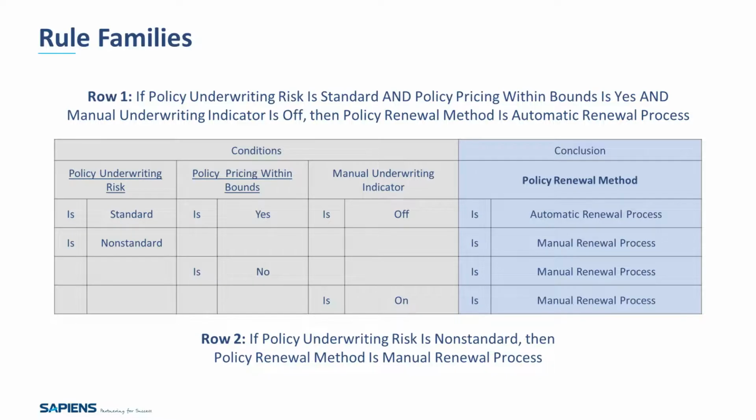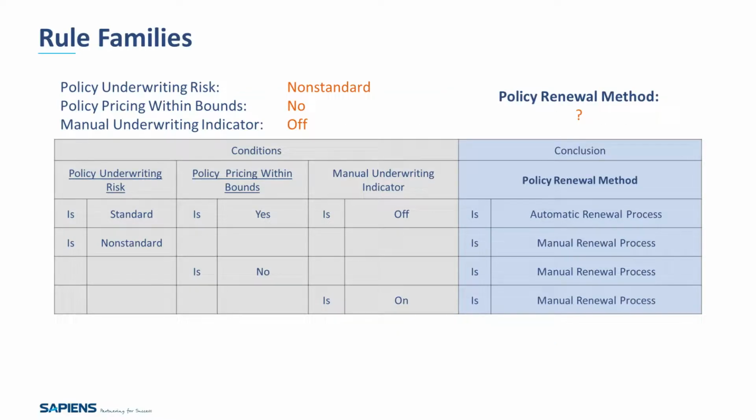Let's take a look at how you would evaluate a rule family. If we take the three conditions and we provide values for each of them, then we can evaluate which of the rows are true. Here we have policy underwriting risk with a value of non-standard, policy pricing within bounds with a value of no, and manual underwriting indicator with a value of off. If we evaluate each row using these values, we can determine policy renewal method.